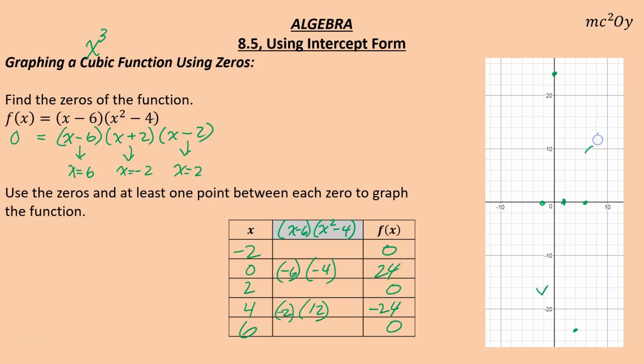My arrows go up. This graph is starting to look a little better anyway. It starts low, ends high. It goes in opposite directions. That's a cubic. Now, it's not exact, because we just picked a few points. If we want to be really precise, we pick all the points in between our zeros.